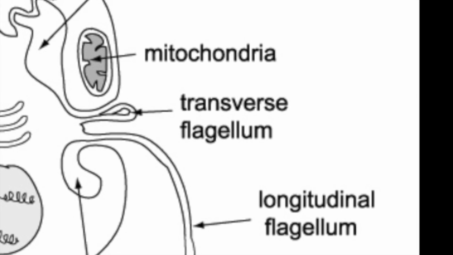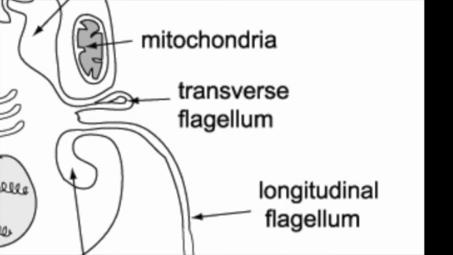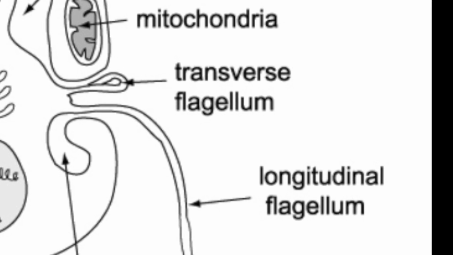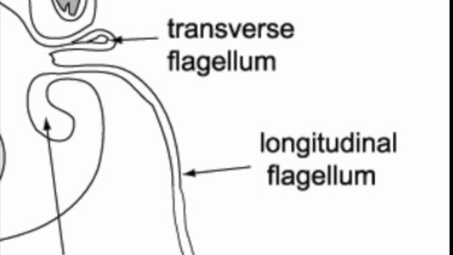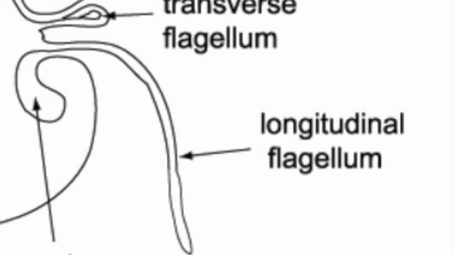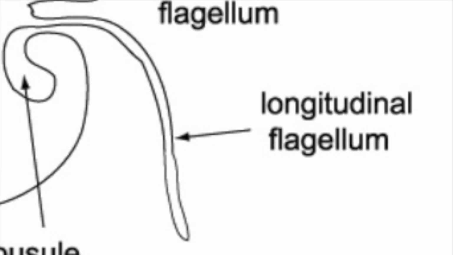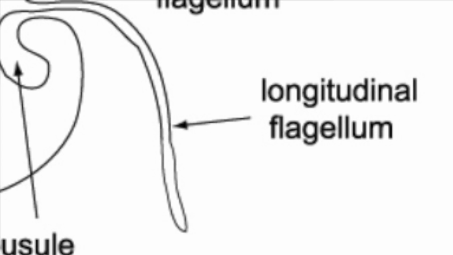Flagellum. There are two types of flagellum in a dinoflagellate. The transverse flagellum is a groove-like structure around the middle of the organism which provides the forward motion and spin of the dinoflagellate. The longitudinal flagellum trails behind the dinoflagellate and helps to propel the cell almost like the rudder of a boat.